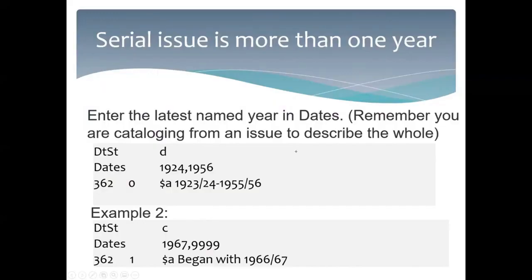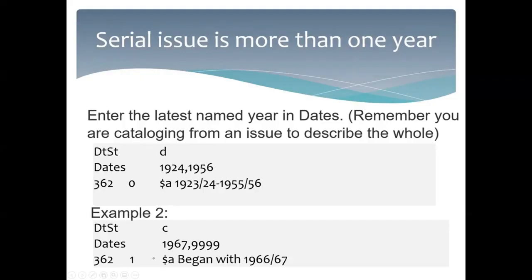Now in your 362, where you're actually describing the range itself, you can be very precise there. And we're going to talk much more about the 362 field in a minute. I just want to allow you the chance to see how this information looks together. So here's the information from the fixed field. And then we have information down here. This would be the range of the serial, information about the serial.